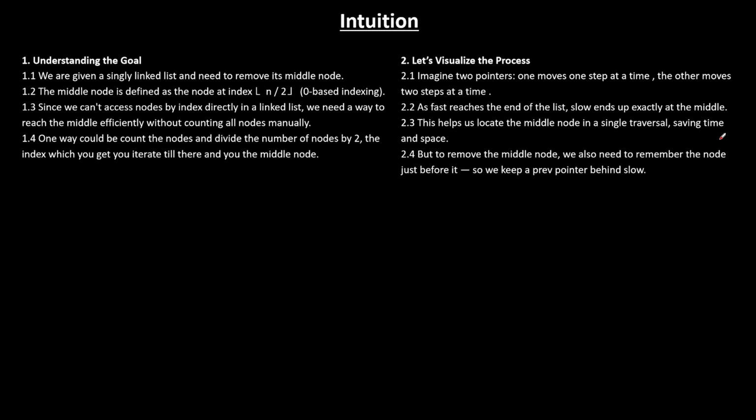To understand what the problem is basically asking, we should build up an intuition for the problem, right? So let's start by understanding the goal. We are given a singly linked list and need to remove its middle node. Fine. Let me draw a linked list here. Let me draw it in a circular way. It will be faster that way.